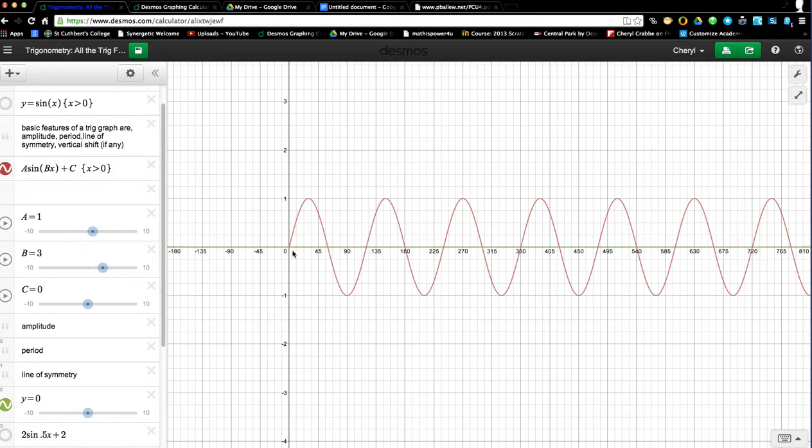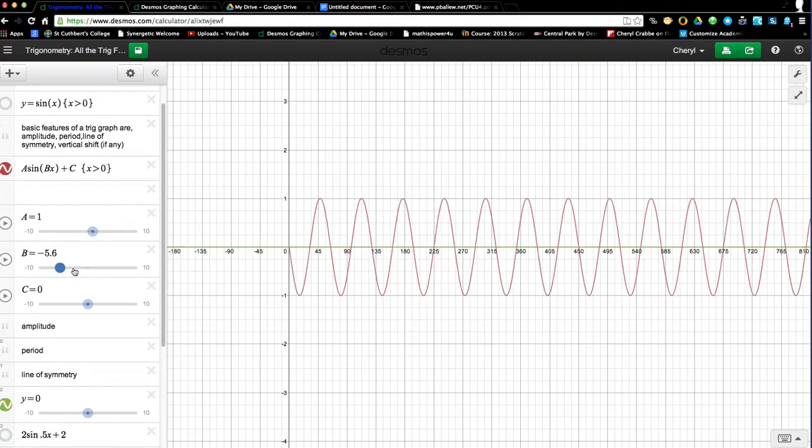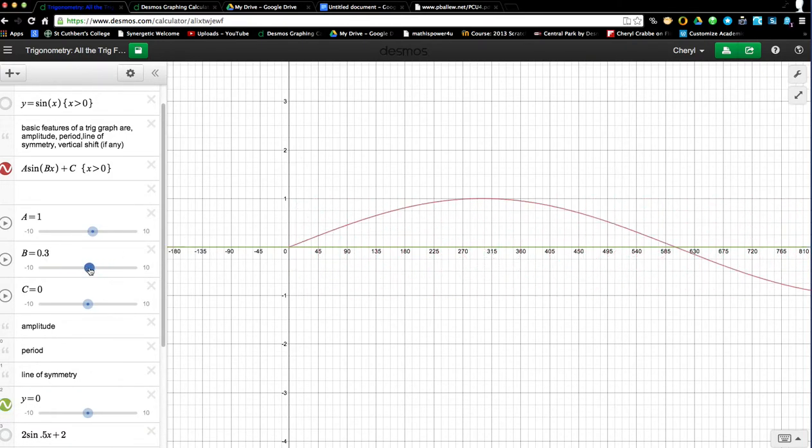It completes itself again here, which is 120. Imagine that, 360 divided by 3, 120. Okay, and so on. So B affects the period. It changes the period. Okay? Now let's put that back to 1, normal graph, and let's look at what C does.